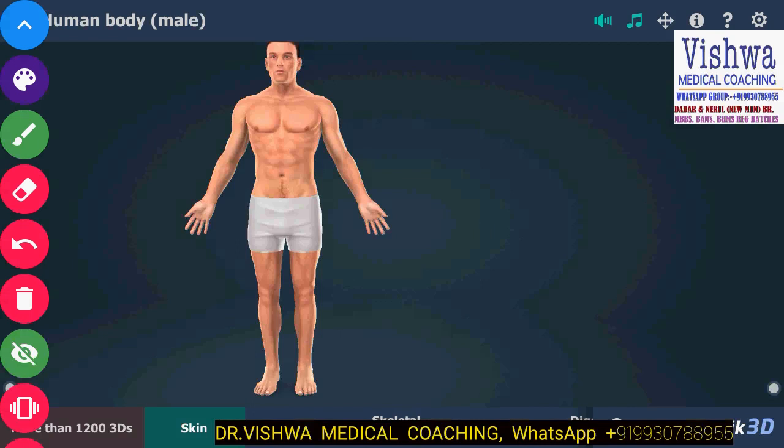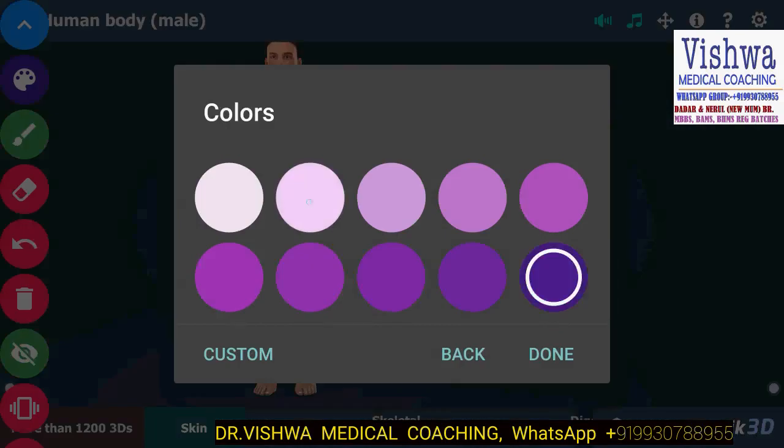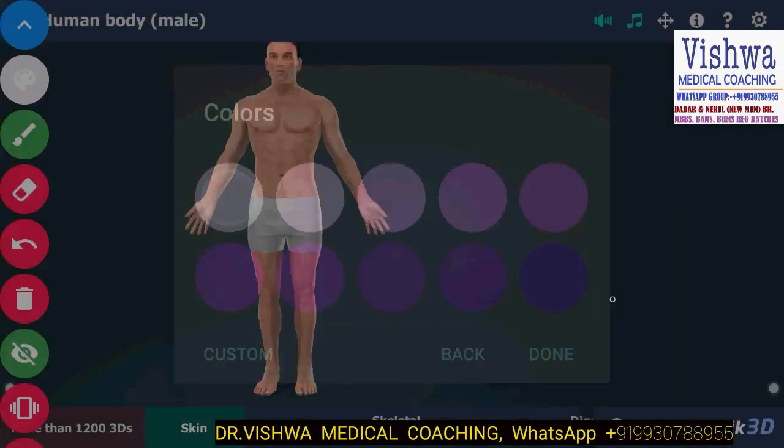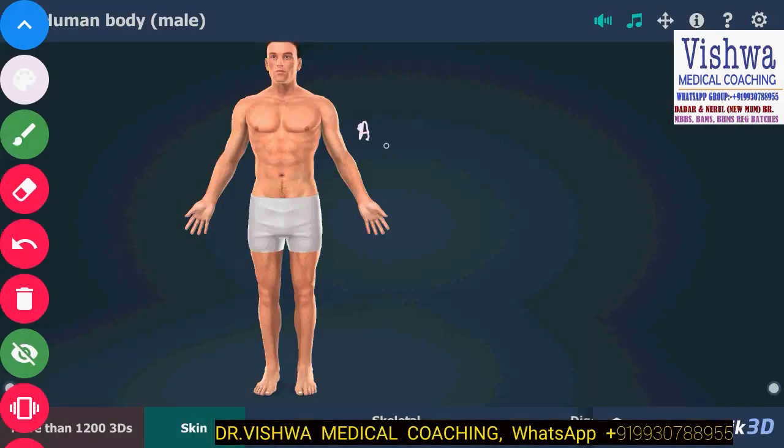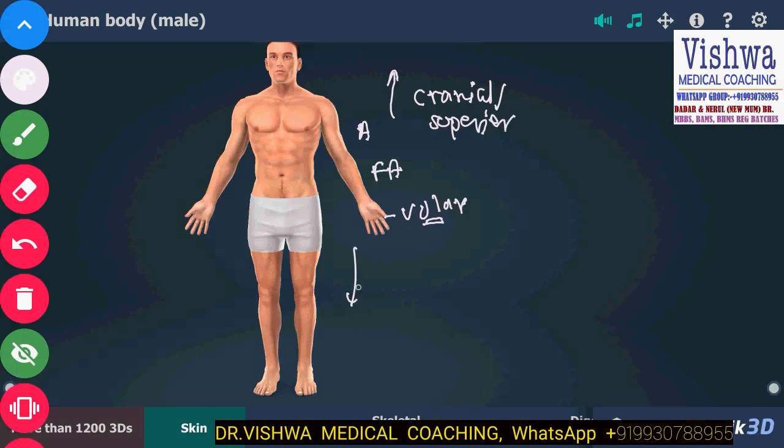This is the anatomical position of the body. Let's say, for example, we are describing a few things here which will be important. This is the arm. This is the forearm. This is the volar surface. I am just enumerating a few things here. Something which is towards the head is called cranial, or also called superior. Something which is towards the legs is called caudal, or I can also say inferior.